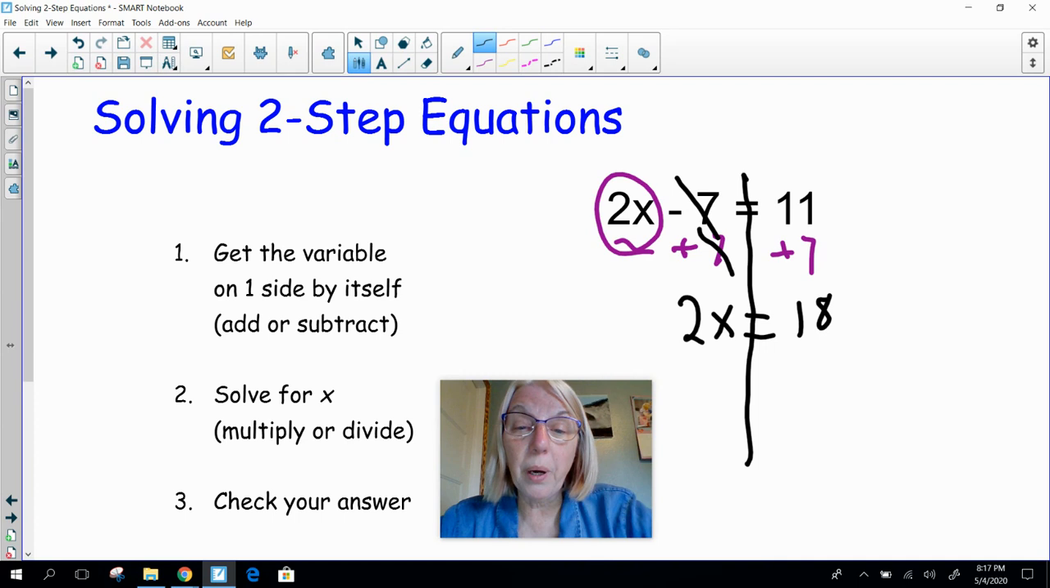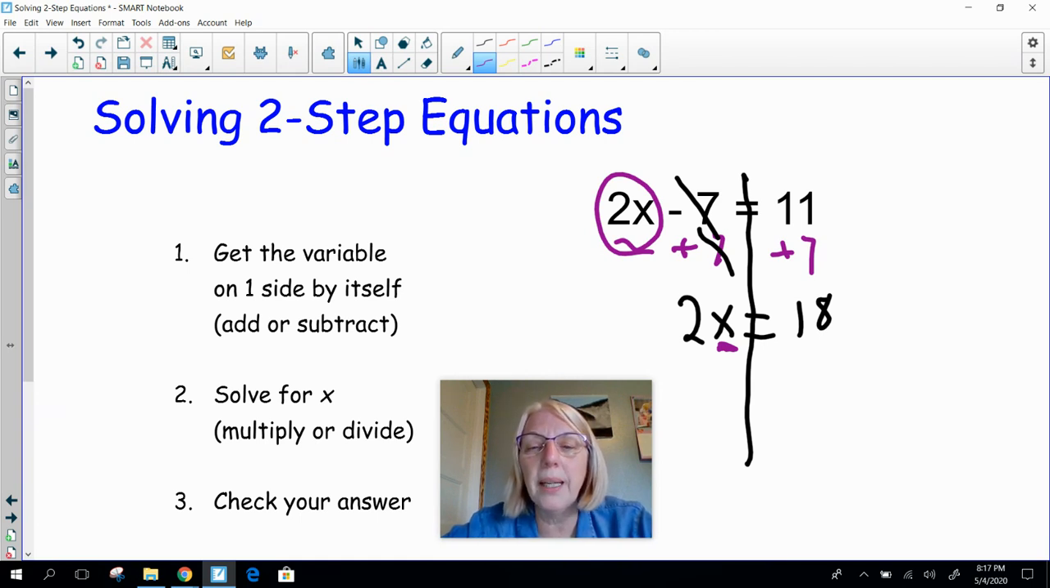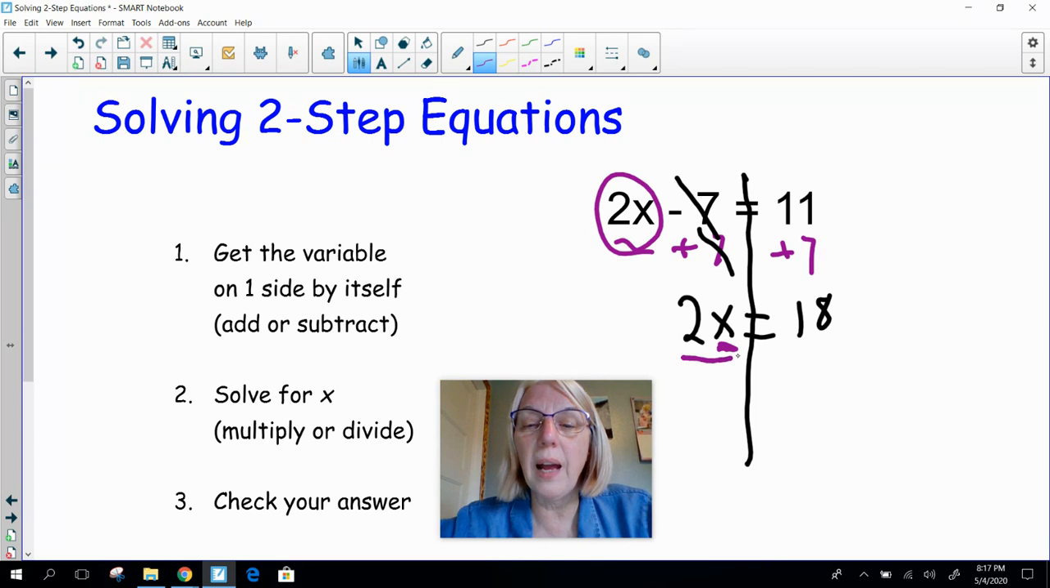The second part of the equation says solve for x. Well, what does that mean? Once again, look at that x. What are we doing to x? We're multiplying it by 2. What's the opposite of multiplying? You're right, it's dividing. So what we're going to do is divide both sides by 2.